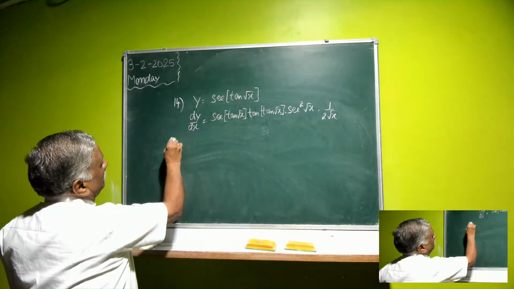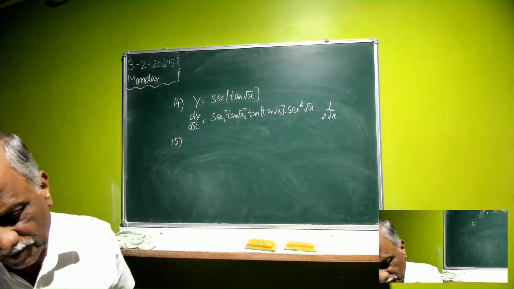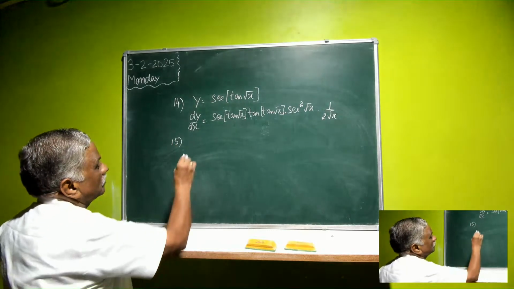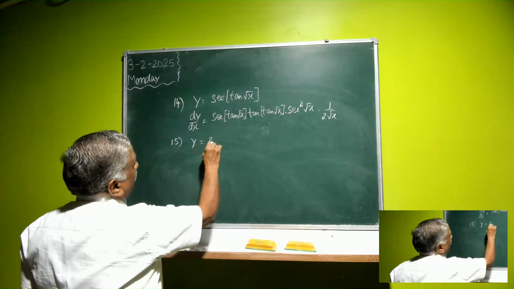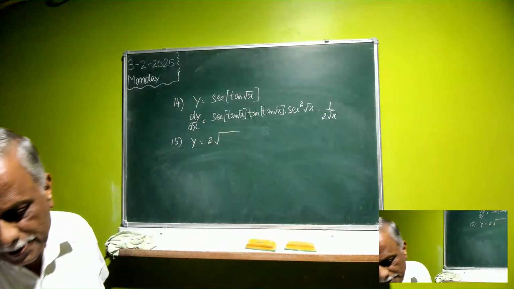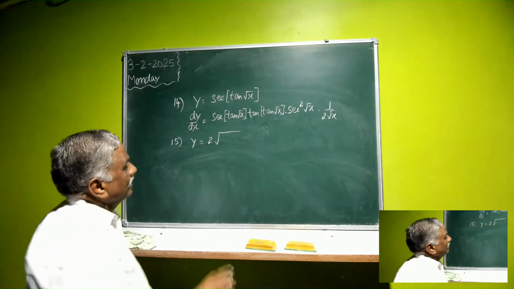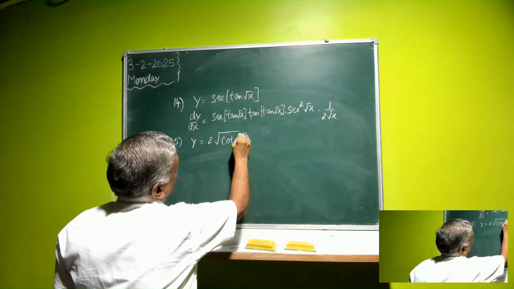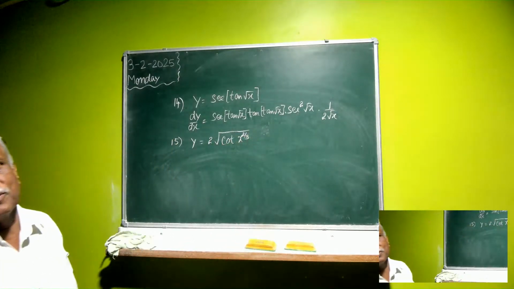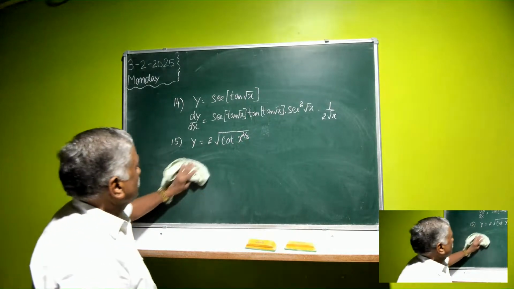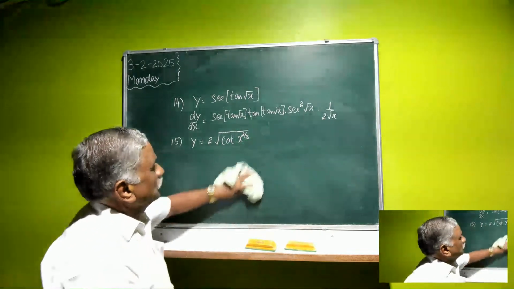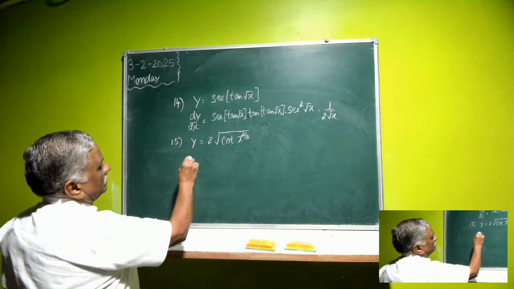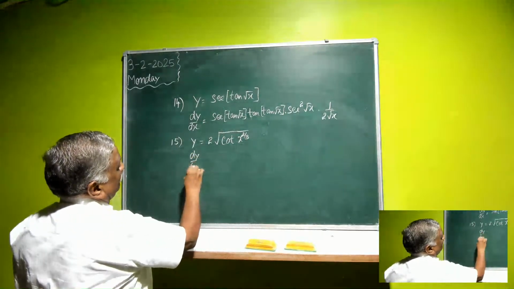15th problem. y is equal to 2 into root of cot x to the power of 2 by 3. Cot x to the power of 2 by 3. Whatever this problem is, 2 is a constant. So keep 2 as it is. dy by dx is equal to, keep 2 as it is.